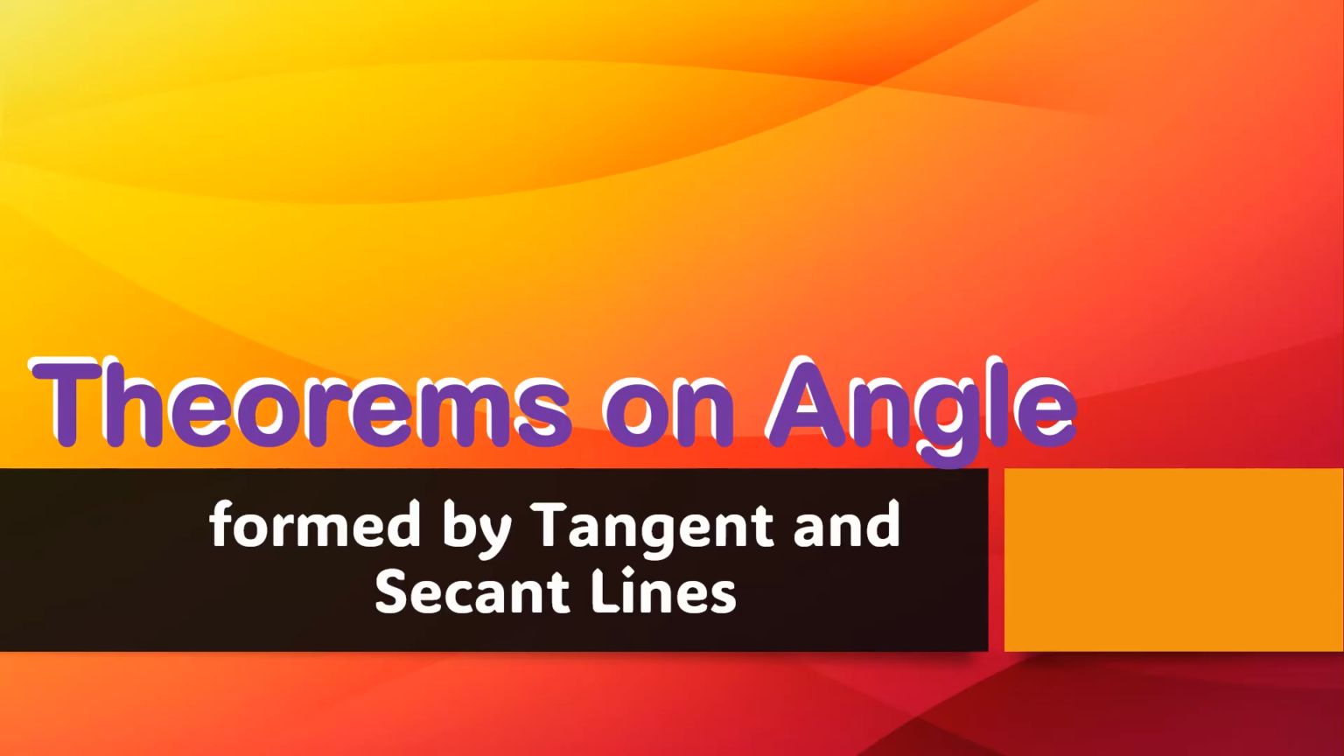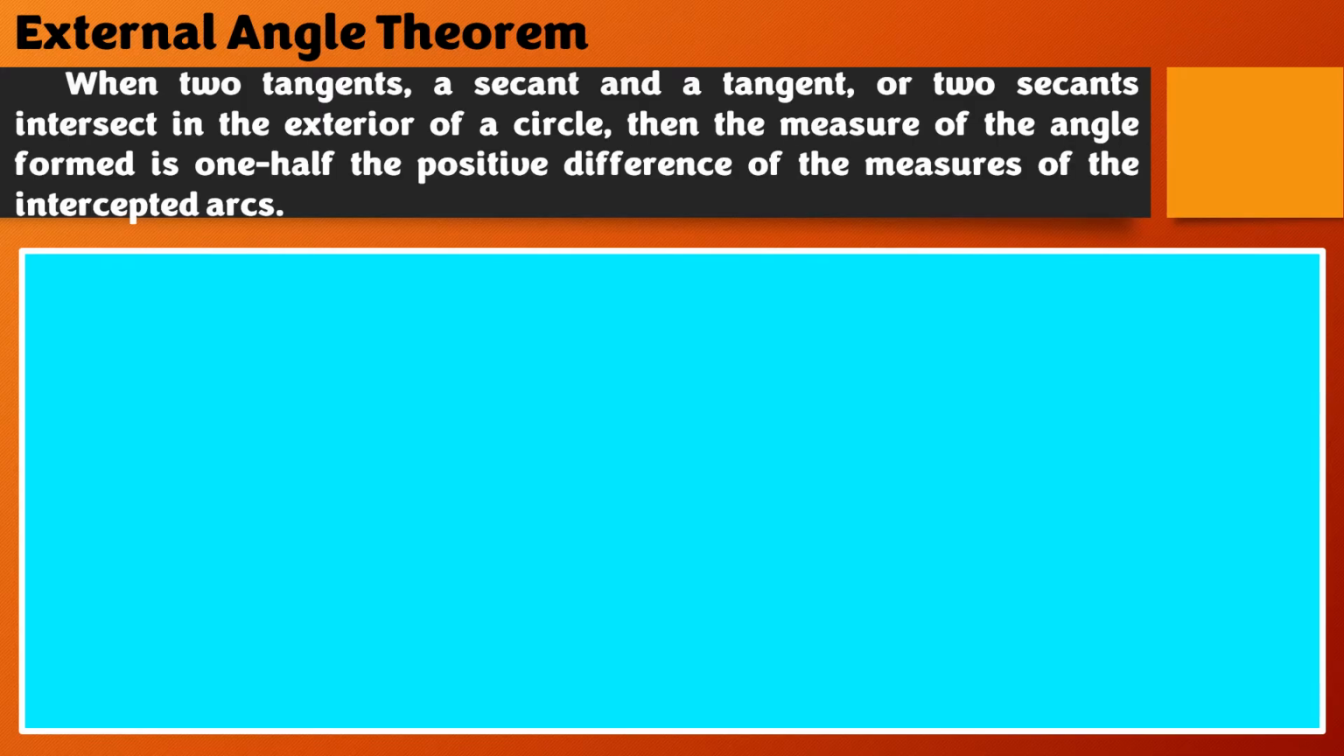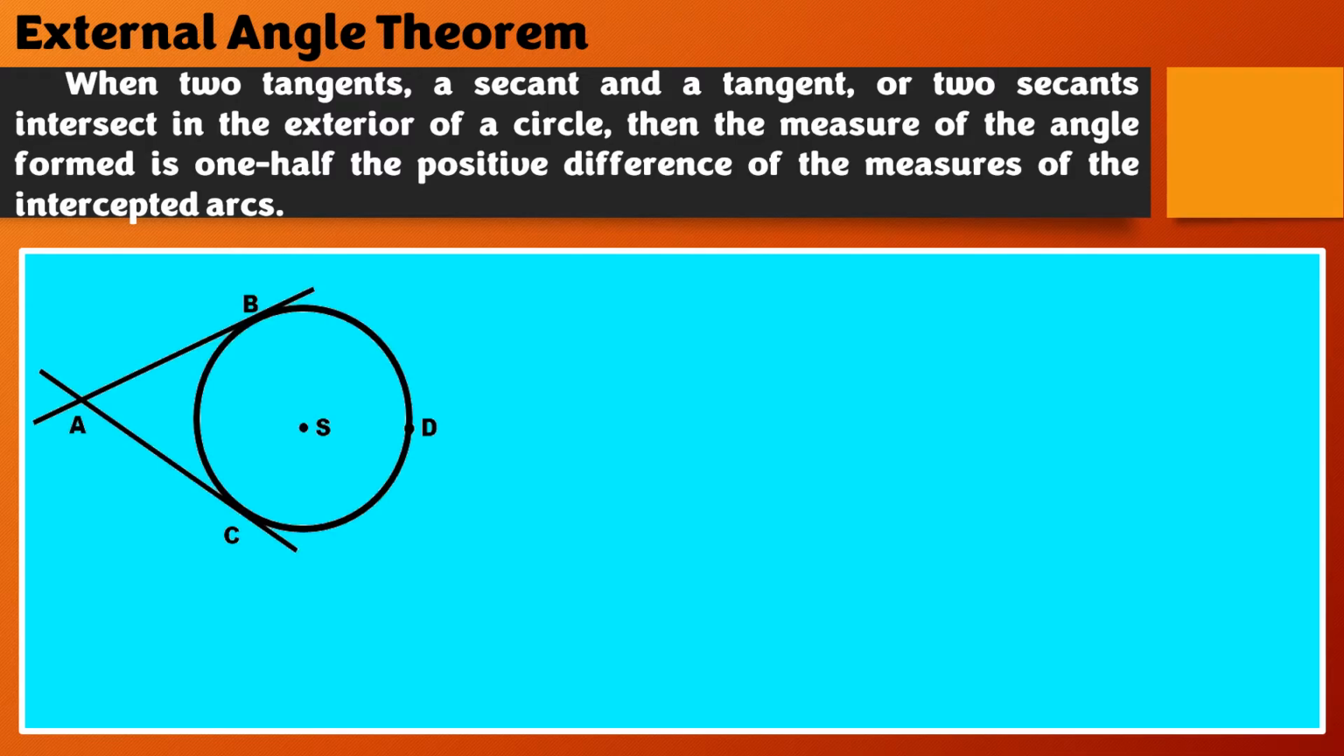Let us discuss now theorems on angle formed by tangent and secant lines. The external angle theorem: when two tangents, a secant and a tangent, or two secants intersect in the exterior of a circle, then the measure of the angle formed is 1/2 the positive difference of the measures of the intercepted arcs. Let us consider now circle S.